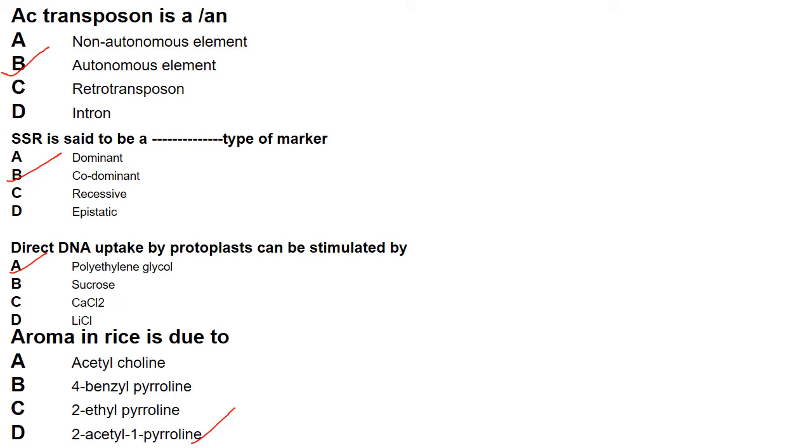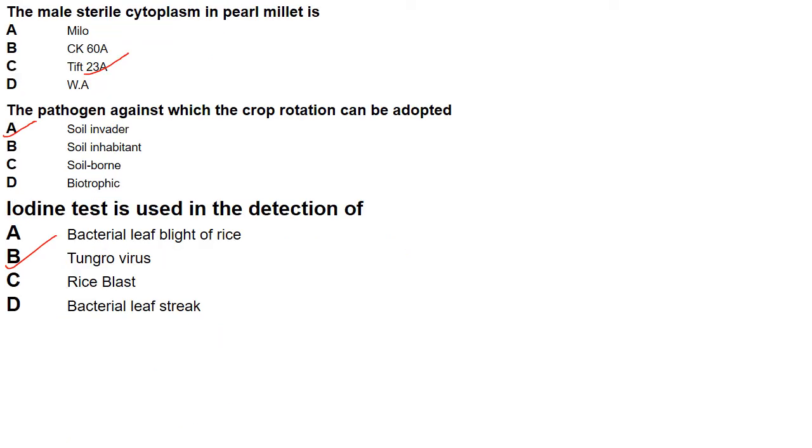Direct DNA uptake by protoplast can be stimulated by polyethylene glycol. Answer is A. Aroma in rice is due to 2-acetyl-1-pyrroline. Answer is option D. The male sterile cytoplasm in pearl millet is Tift 23A. Answer is option C.